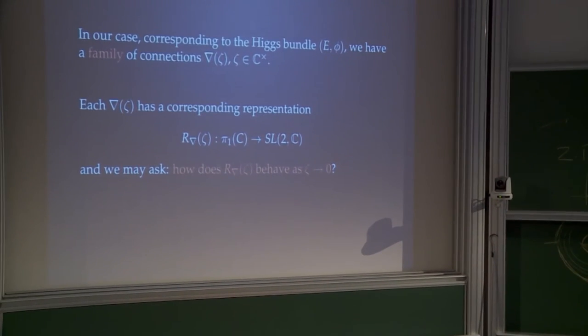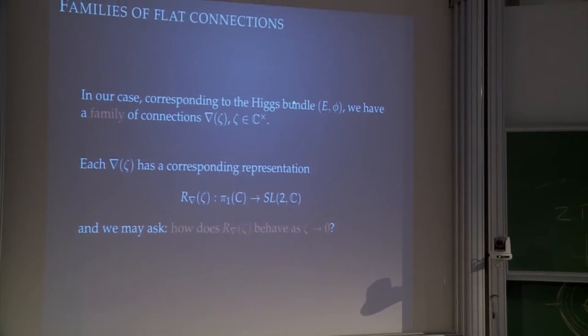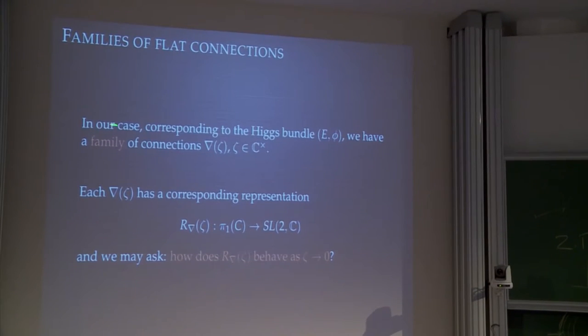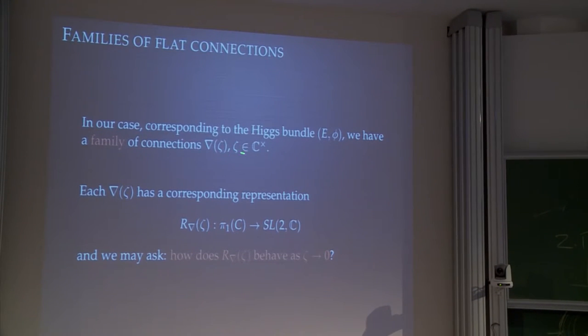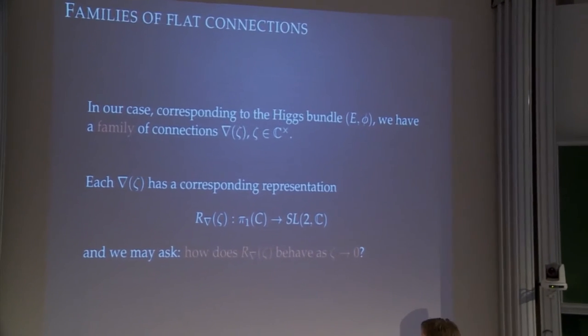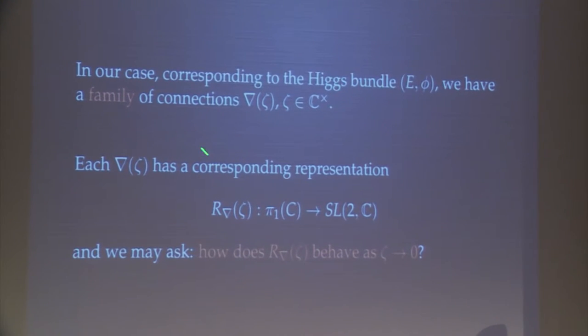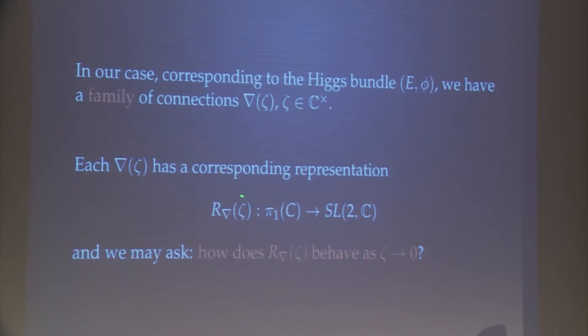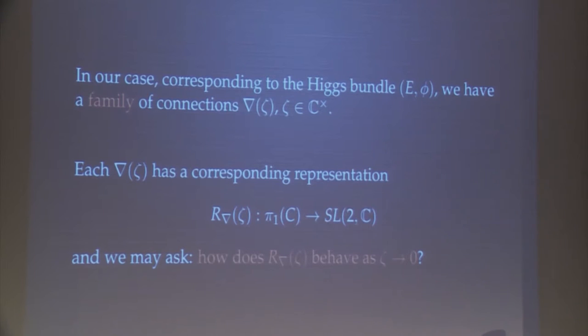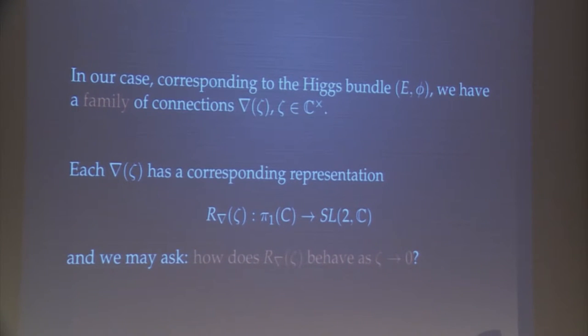So now we can formulate a question. We're given a Higgs bundle, and we have a corresponding family of connections, according to the non-abelian Hodge correspondence. For each one of them, we have a corresponding representation of the fundamental group. So we have a family of representations of the fundamental group, varying holomorphically with zeta for zeta in C star. And we can ask the question: how does this family behave as the parameter zeta goes to zero or infinity?